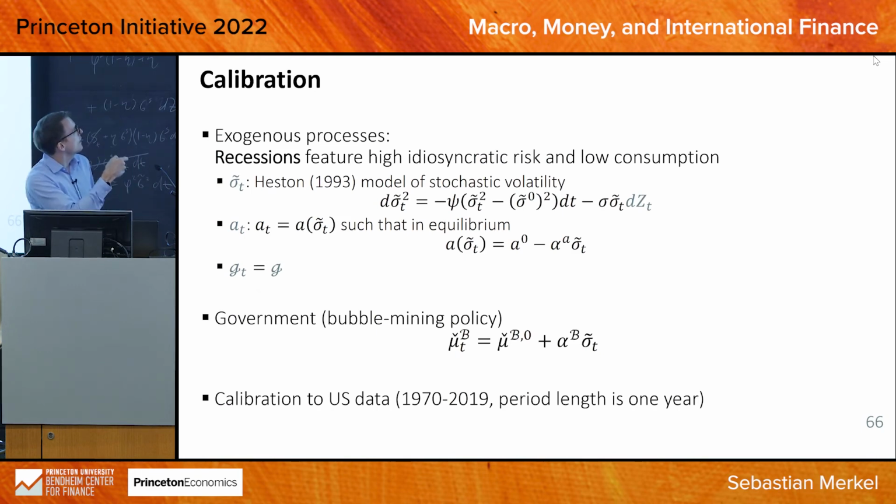Then let me just repeat what Markus already said. We are going to have this stochastic volatility process for the idiosyncratic risk. And just to point that out again, because there was this question, this is a Cox-Ingersoll-Ross process for the variance. It has the square root of the variance here. And that feature ensures that you can show mathematically that it always stays positive.